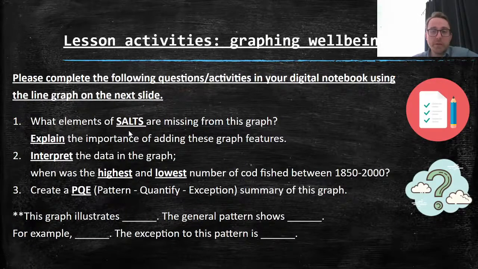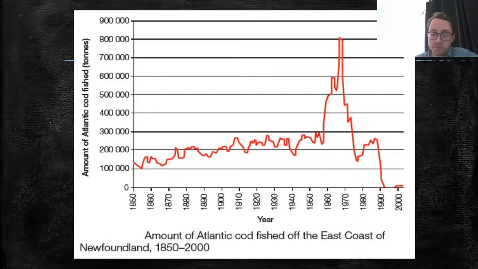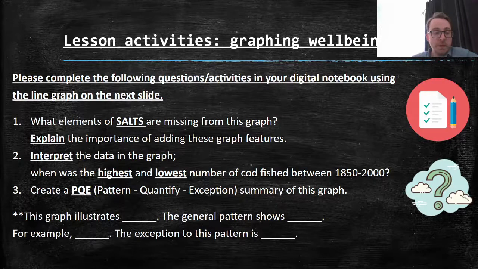What I would like you to do this lesson is get some practice with salts. So please complete the following questions and activities in your digital notebook using the line graph on the next slide. Question 1. What elements of salts are missing from this graph? Explain the importance of adding these graph features.